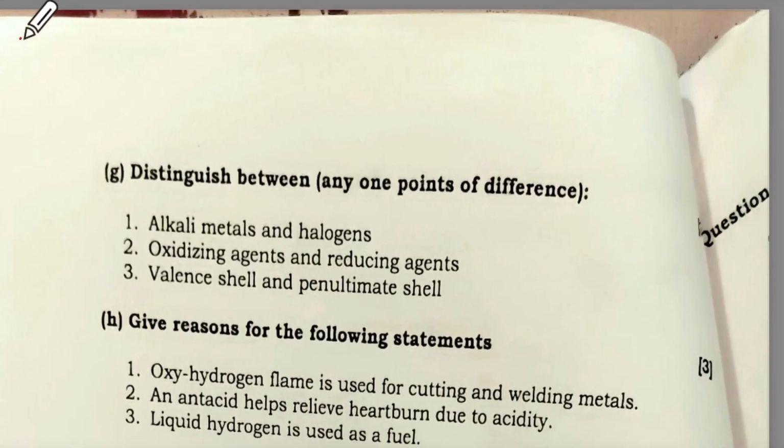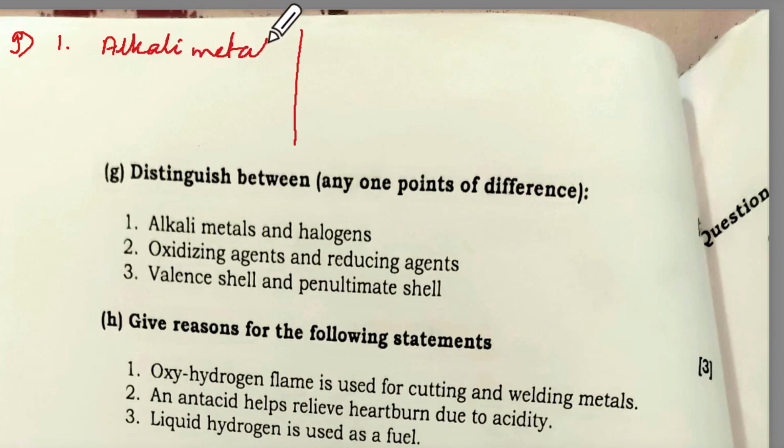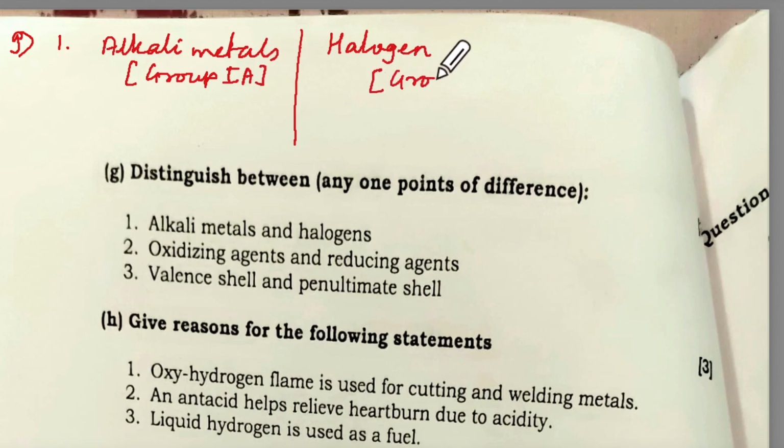What is the next one? G. Distinguish between. When distinguishing between, always make 2 columns. Don't write in paragraph form. What's the first one? Alkali metals and halogen. Now alkali metals means it will be group 1A, and halogen means group 17. Correct or no? Yeah.